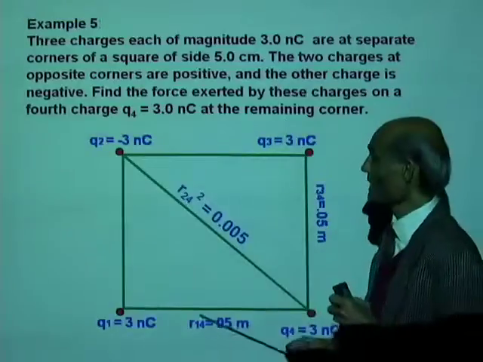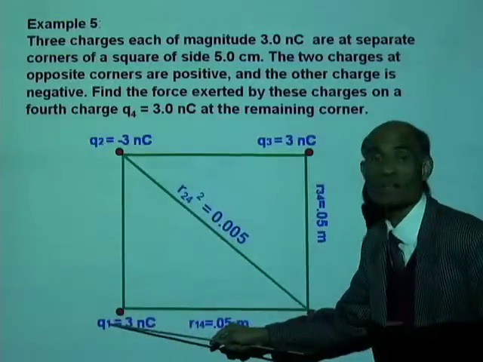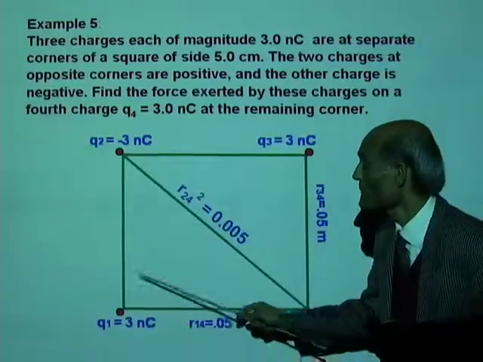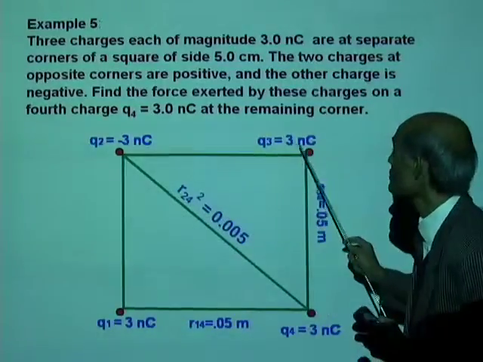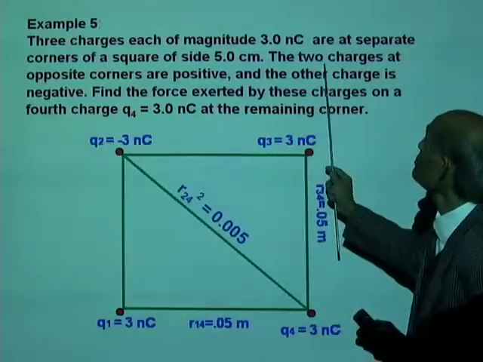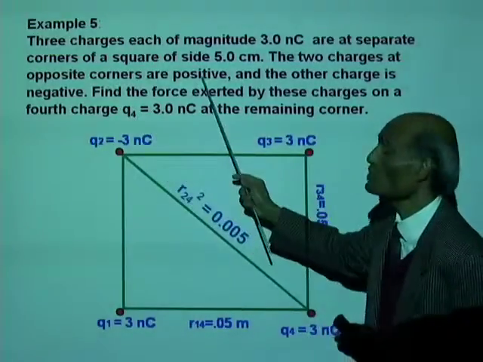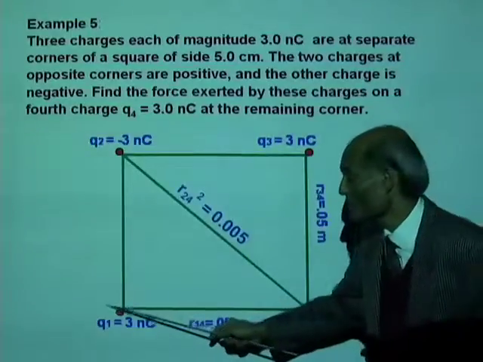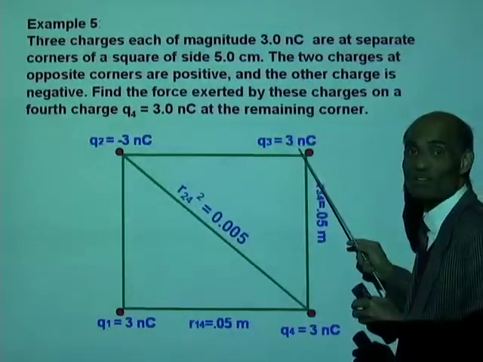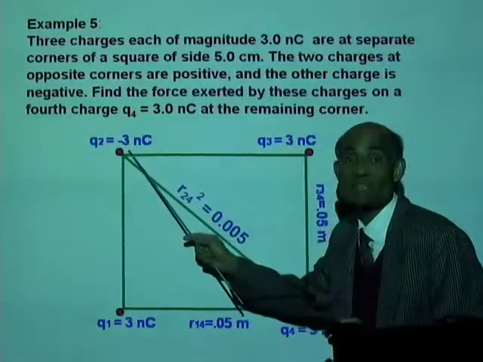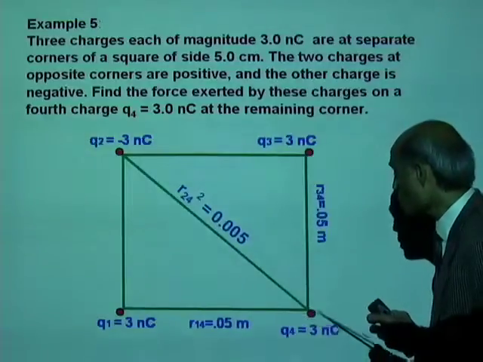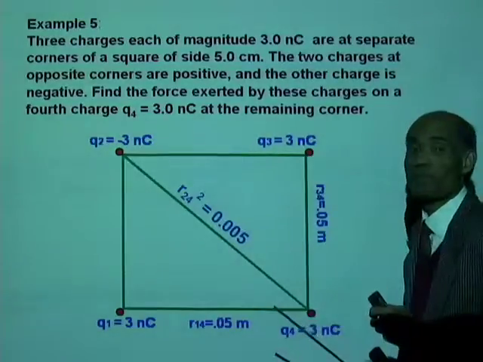Now, here is the diagram. I have Q1, can you see this? Q1 is 3 nanocoulomb. There is Q2, there is Q3, and there is Q4. We have said the 2 charges at the opposite corners are positive. So if Q1 is positive, then Q3 is positive, Q2 is negative. Alright, we need to find the force on Q4.